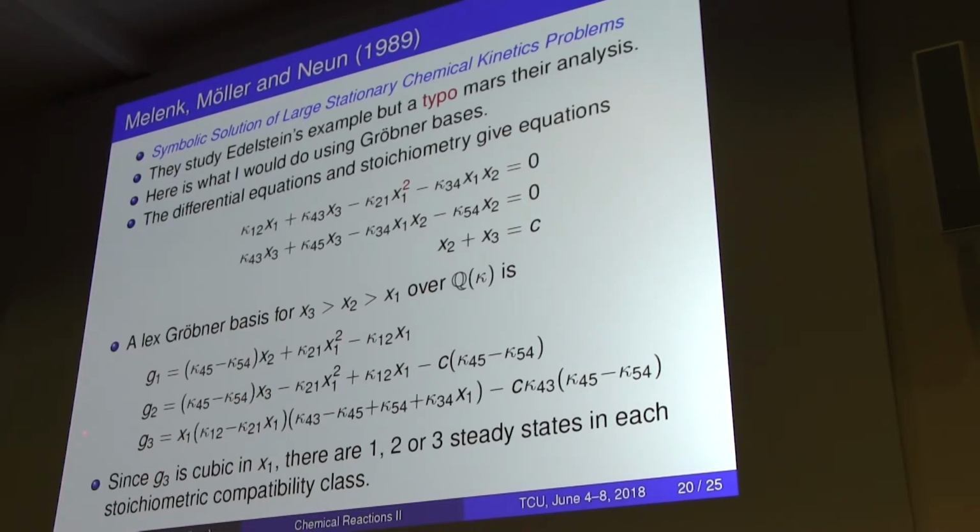So basically, once I figure out the roots of this, I'll get steady states. And of course, I want the real roots. That's why I say there are 1, 2, or 3 steady states in each stoichiometric compatibility class. And so that's sort of what we saw before.